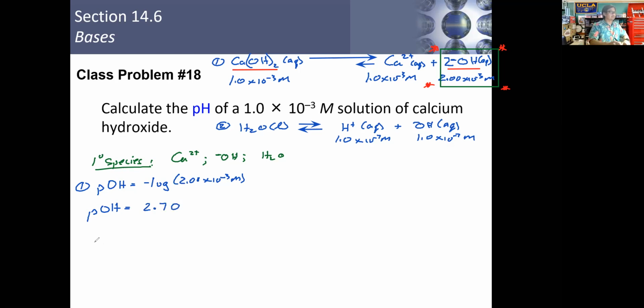All right, so with that said, in order to find the pH, the second half of this one, we're going to take 14 and subtract 2.70 from that, and then we get our final answer, 11.30, as the pH of this particular calcium hydroxide solution. Okay, so that's what we have right there.